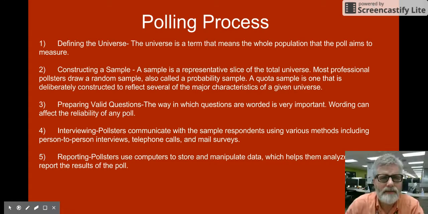The polling process. There are 5 steps to the polling process. Number 1 is define the universe. The universe is a term that would mean the whole population that the poll aims to measure. So in the United States, it could be all registered voters or all likely voters.